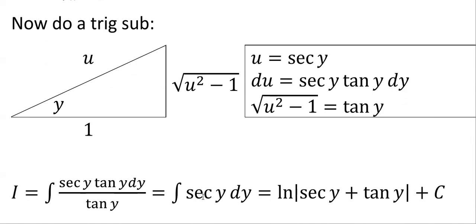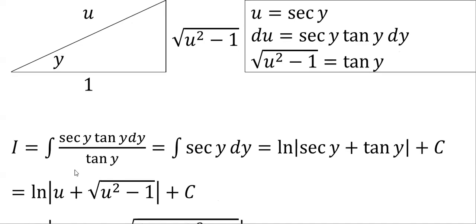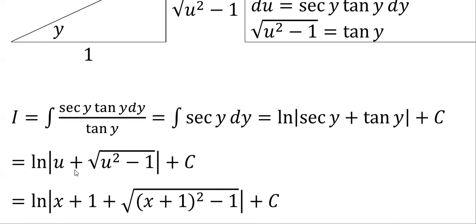This, again, you should just have memorized. It's ln of secant y plus tangent y plus c, don't forget the plus c. And then we back substitute. What is secant y? That is just u right here, right? Tangent y, that's just the square root term. And then we've got to back substitute again. What is u? u was x plus 1. And that's my final answer.